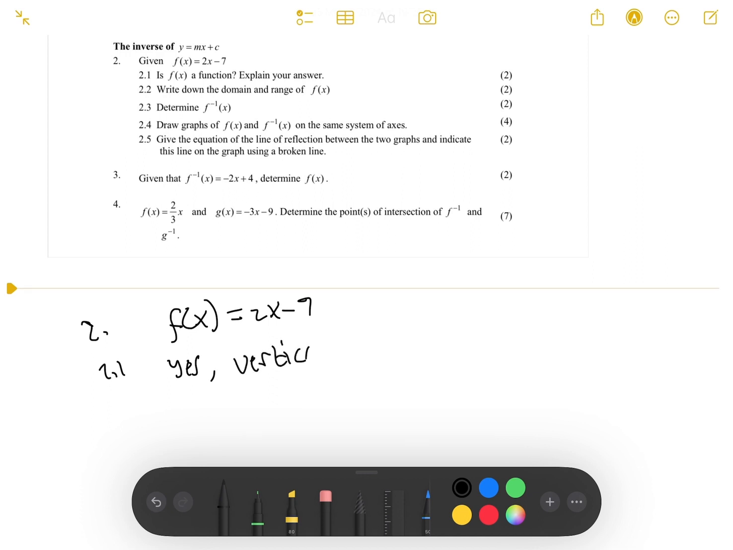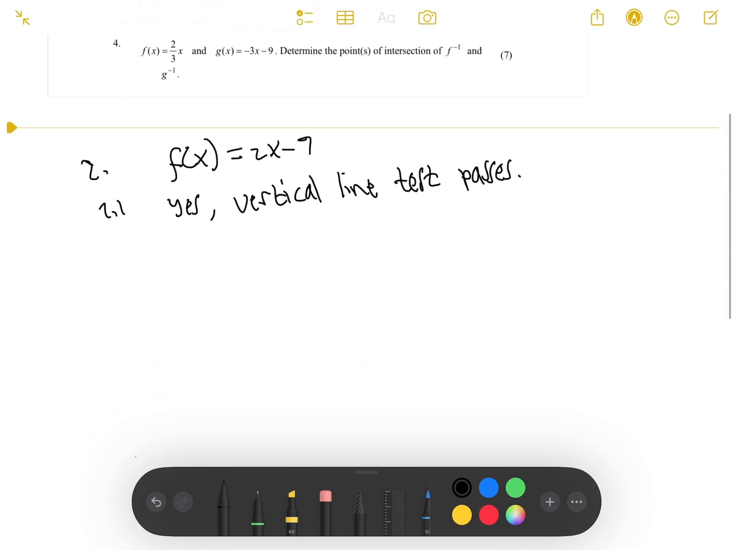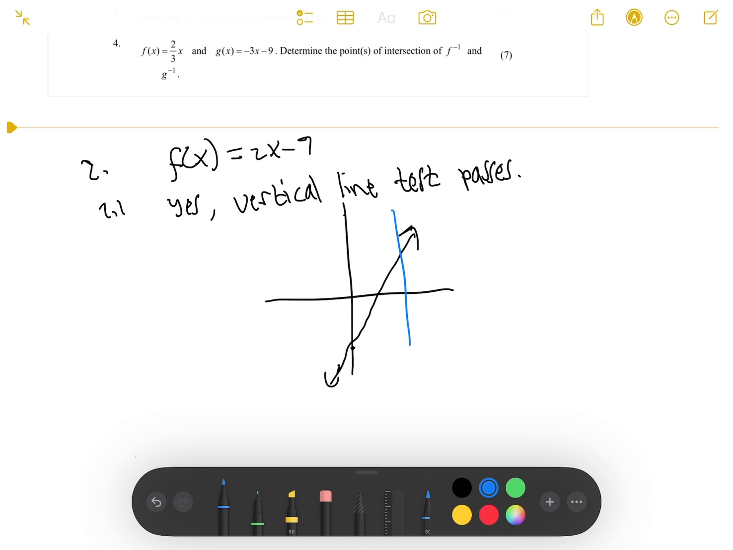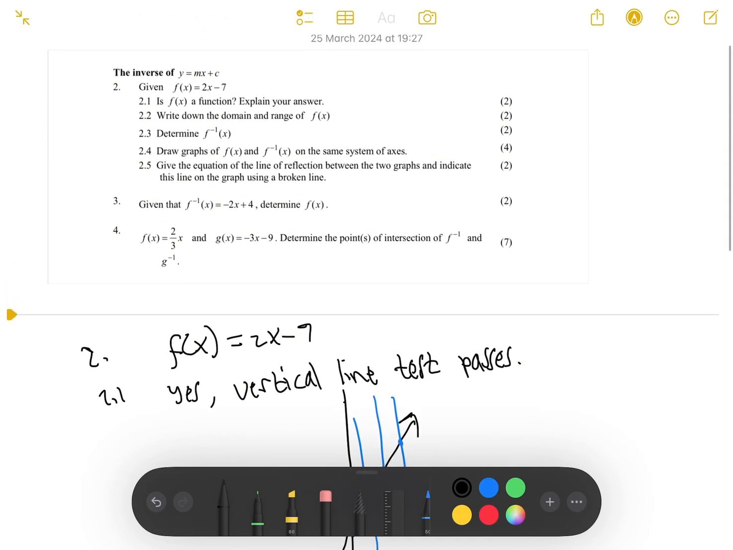It passes the vertical line test. It passes the vertical line test, since if you were to draw it on a graph, what you'll notice is that it is a line that is basically like this, right? So it does pass the vertical line test, since the vertical line only touches one point everywhere, so it does pass. Okay, and then let's move to 2.2.